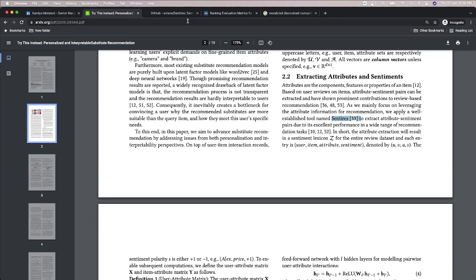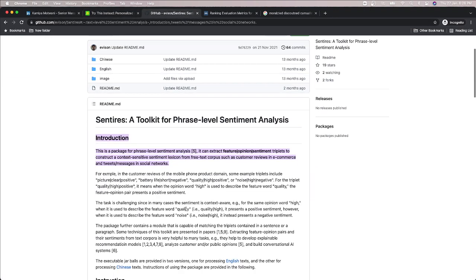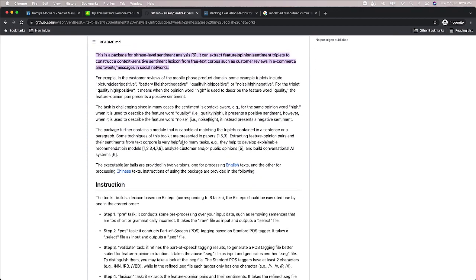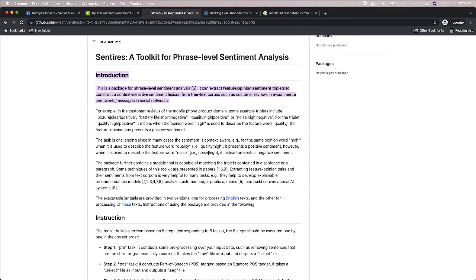Sentires is basically an NLP toolkit which does phrase level sentiment analysis. You can give it any phrase, and it will give you such triplets. These phrases should be user reviews, so it gets sentiments out of user reviews corresponding to attributes. For example, battery life was short, so it was negative. It extracts triplets such as feature, what the user opinion was, and sentiment. And these features, as you might have realized, become our attributes, right?